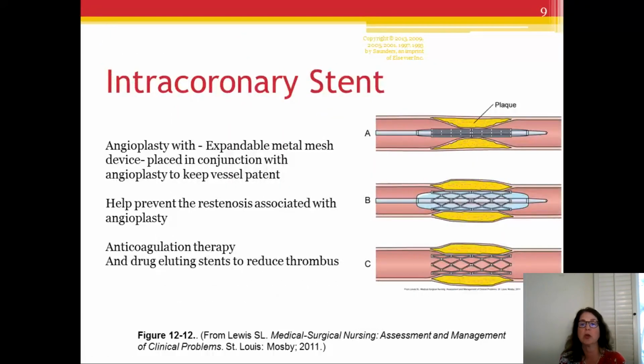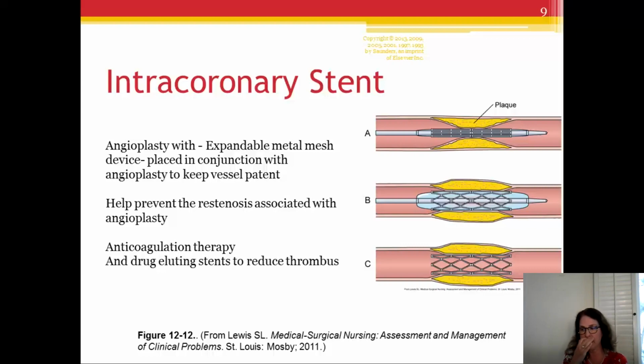Here's another picture of intracoronary stenting, angioplasty with the expandable metal mesh. So think of a piece of chicken wire, okay? If you pull the chicken wire, roll it in a ball and pull it tight, it's just this long skinny thing. But then if you put a balloon in it, it would expand out with all those little holes, creating a bigger space, right? It can stretch out like some of those meshy shirts we might wear. So it's an expandable metal mesh device placed in conjunction with angioplasty. The balloon's on the inside, and it expands out. So it helps prevent the restenosis that's associated with it.